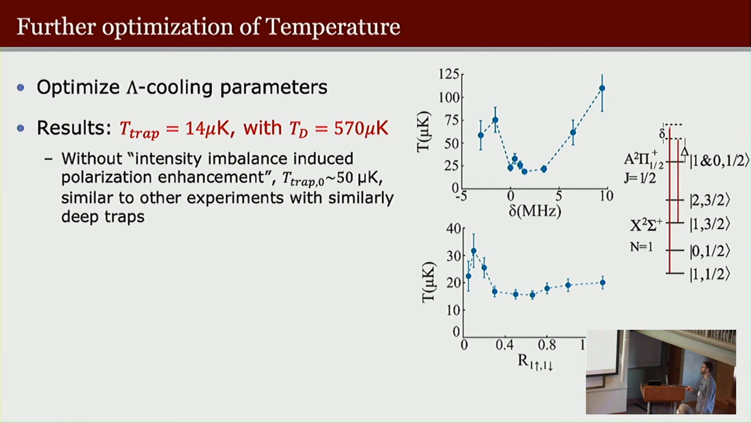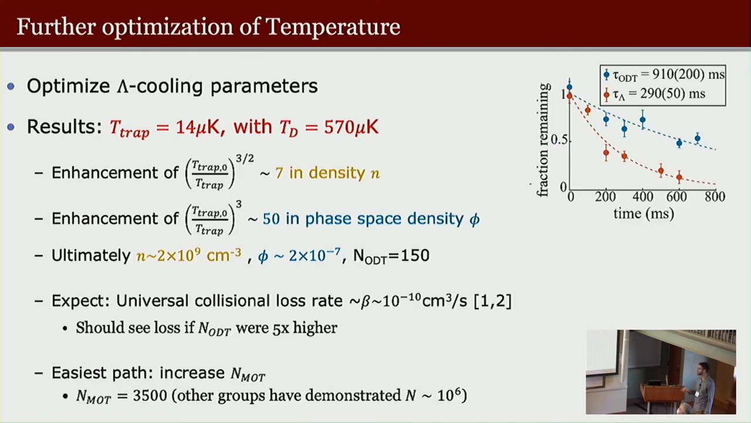But we were able to further optimize temperature by changing these two Raman detuning parameters, and also the ratio of intensity in each of these hyperfine states, addressing each of these hyperfine states. And eventually we were able to reach temperatures of 14 microkelvin in a fairly deep trap. Now, without this intensity imbalance induced polarization enhancement, it's a mouthful, the trap temperature was about 50 microkelvin, and that's similar to what I've seen in other experiments with similarly deep traps.